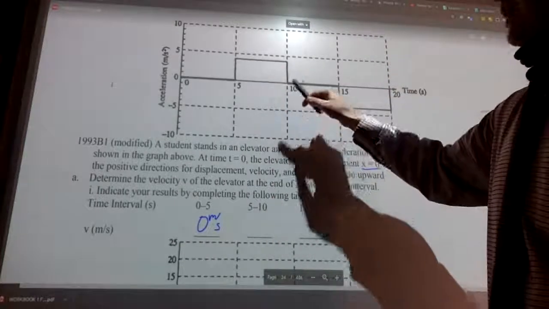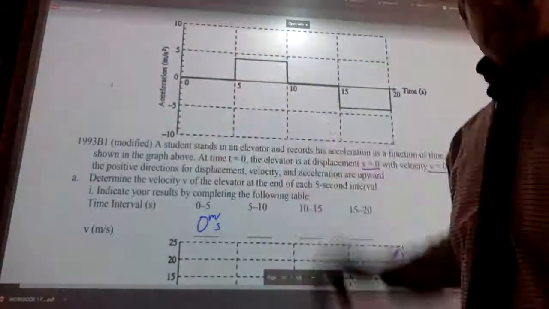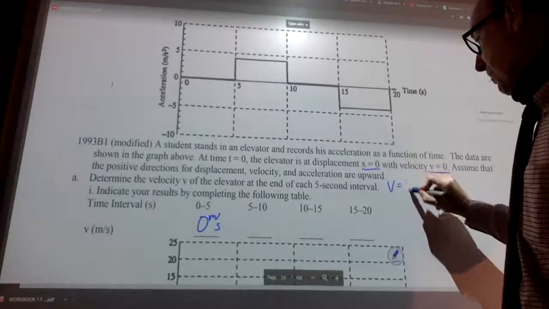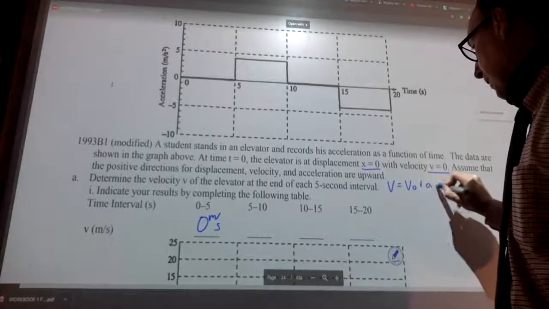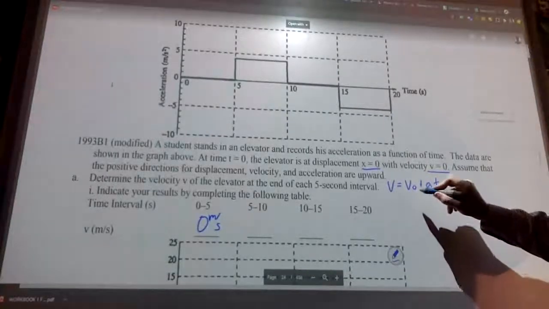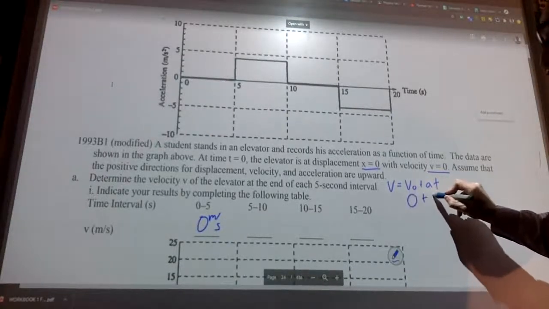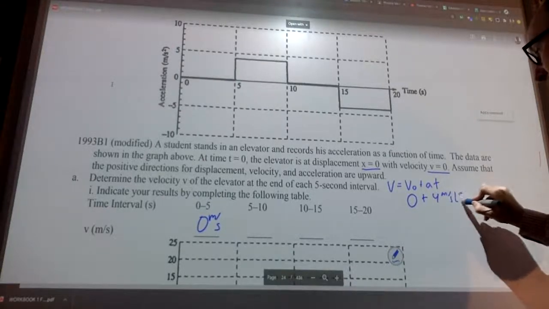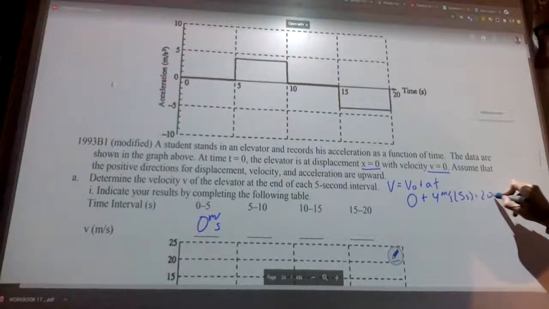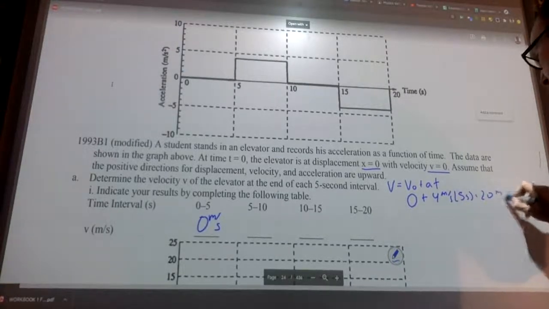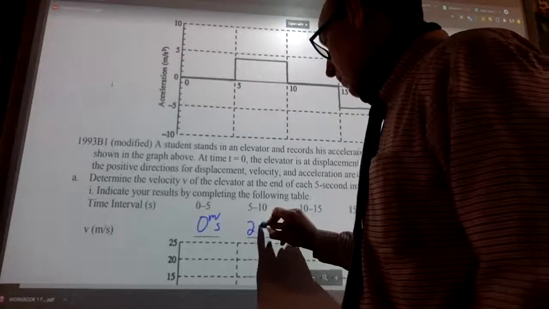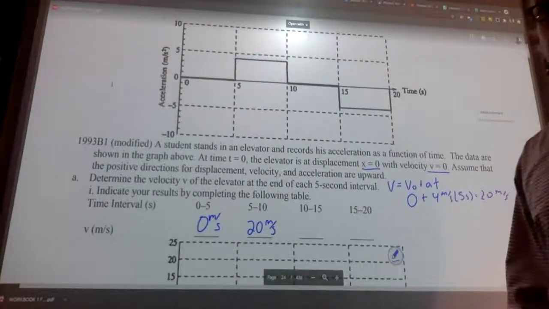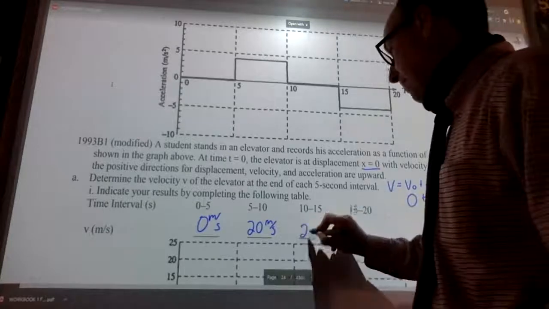For the next 5 seconds, my acceleration is 4. My initial velocity is 0, so I would use v equals v naught plus at. I would have 0 plus 4 times 5, which gives me 20. For the next 5 seconds, my acceleration is 0, so my velocity is going to stay the same.